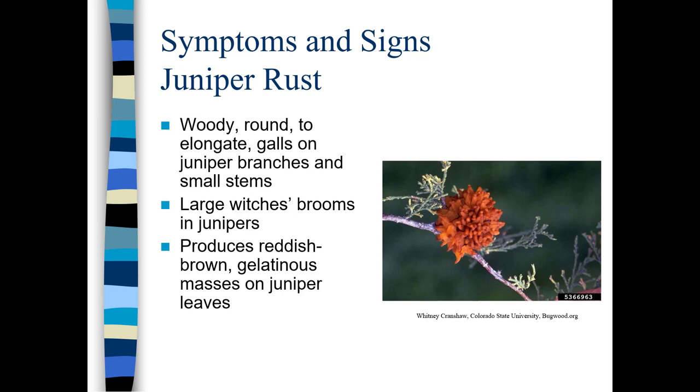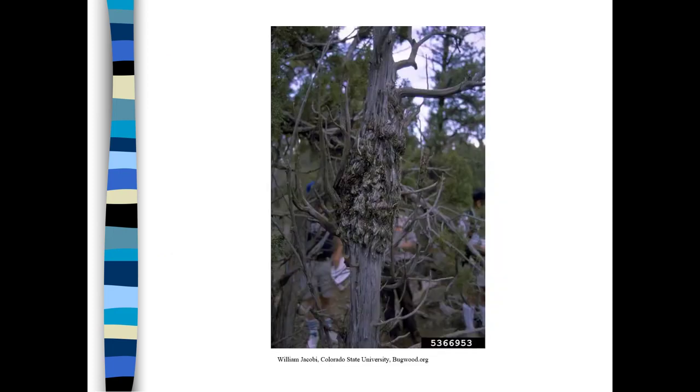Okay, so it also affects junipers. So you get woody round to elongate galls on juniper branches and small stems. You might get witch's broom, and you might also get this reddish-brown gelatinous mass on juniper leaves, and that's what you see in this picture here. Here's what the witch's broom looks like.